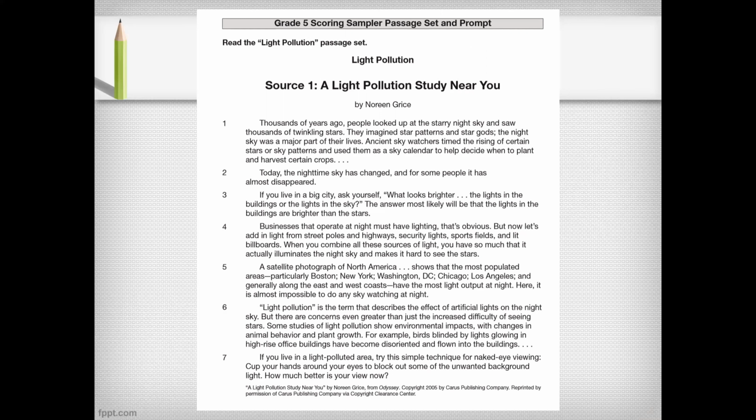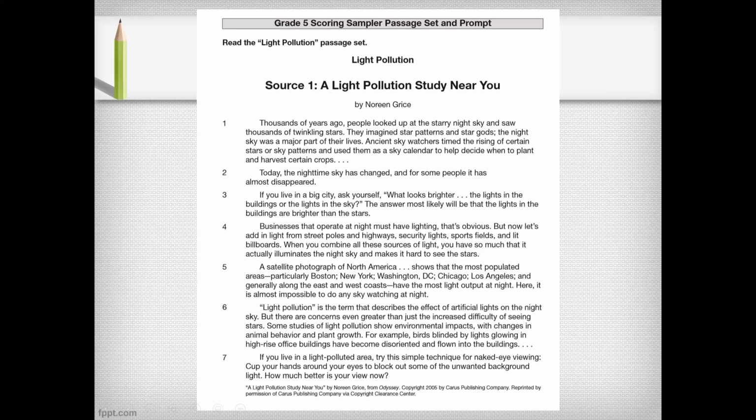A satellite photograph of North America shows that the most populated areas, particularly Boston, New York, Washington, D.C., Chicago, Los Angeles, and generally along the east and west coasts, have the most light output at night. Here it is almost impossible to do any sky watching at night. Light pollution is the term that describes the effect of artificial lights on the night sky. But there are concerns even greater than just the increased difficulty of seeing stars. Some studies of light pollution show environmental impacts with changes in animal behavior and plant growth. For example, birds blinded by lights glowing in high-rise buildings have often become disoriented and flown into the buildings.